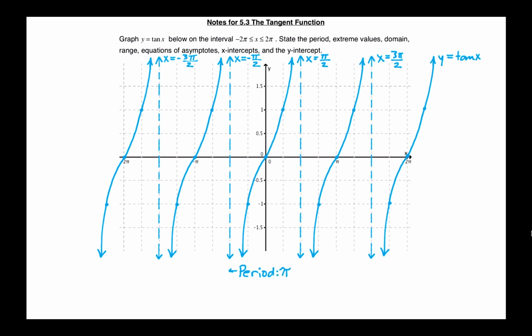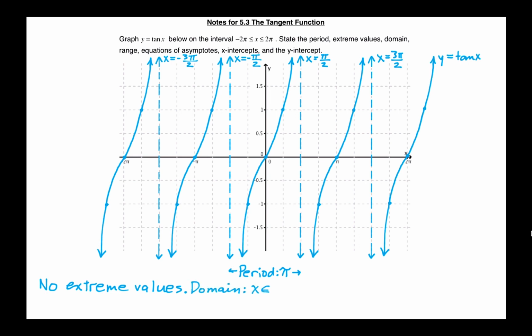These dotted lines are the vertical asymptotes that we get close to. The period of the function is only pi, where sine and cosine have a period of 2 pi normally. So it's definitely a different kind of function. And there are no extreme values. So there's no global maximum, there's no global minimum. That's because tangent extends from negative infinity to positive infinity.